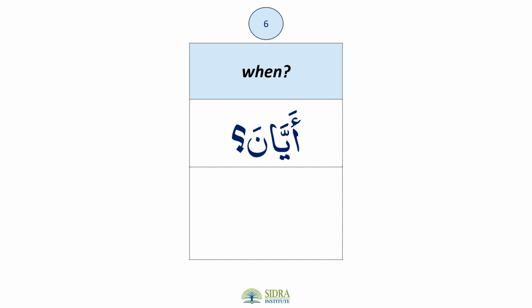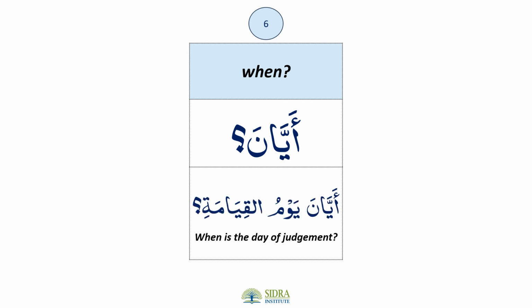Next we have the word أيان. Repeat. أيان. And it means when. For example, أيان يوم القيامة? When is the day of judgment? The difference between متى and أيان is that أيان is used for major events. For example, one may say أيان العيد? When is the day of Eid?